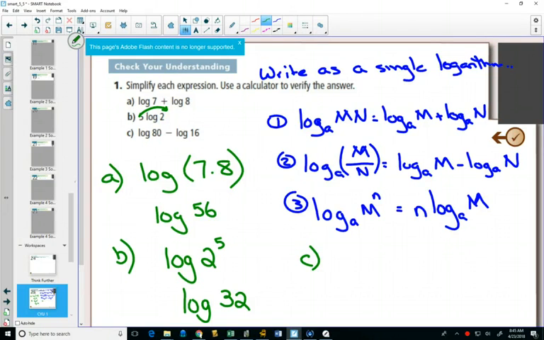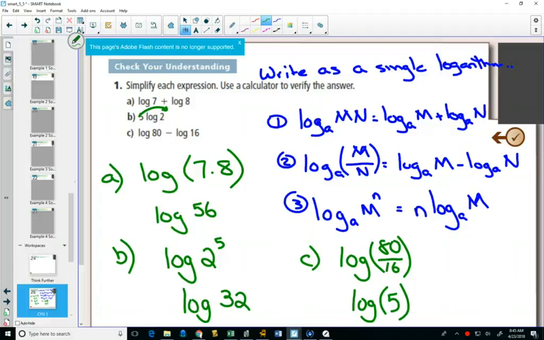And finally, the last one, we have a log minus a log. The bases are the same. So we can use our second log law. And 80 over 16 simplifies to 5. Now, sometimes I've written brackets, sometimes I haven't written brackets. I wouldn't have needed to write brackets with that log 5, but it doesn't matter if you do.